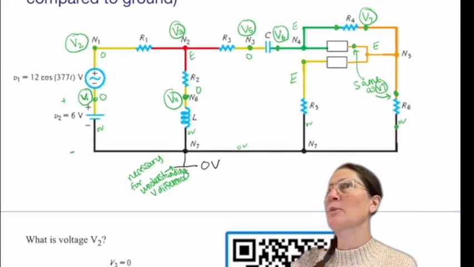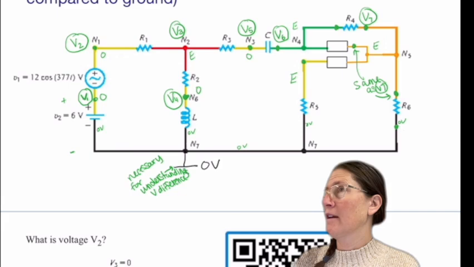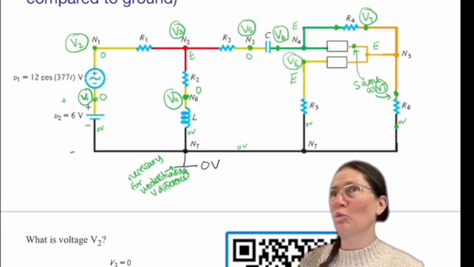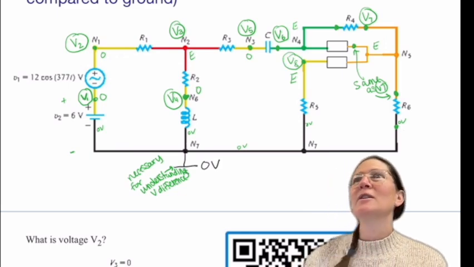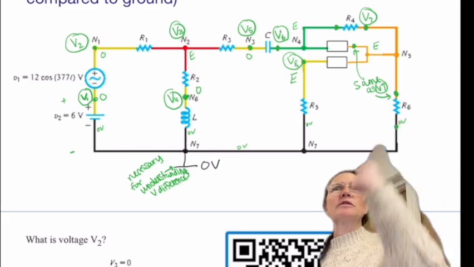Is that the same as anything else, or is that different? Okay, so this would be 8 plus ground, so it'd be 9 different voltages in this circuit at nodes.